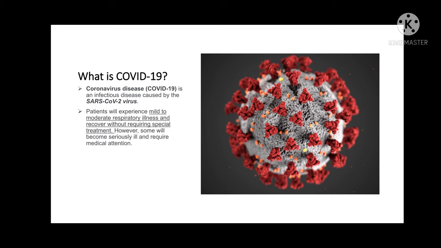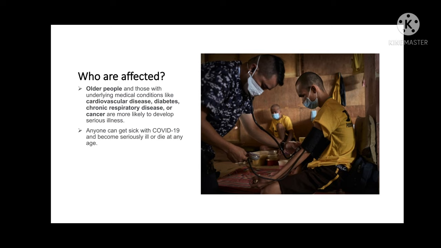Usually, people infected with the virus experience mild to moderate respiratory illness and can recover without requiring special treatment. However, some will become seriously ill and require medical attention. Older people and those with underlying medical conditions like cardiovascular disease, diabetes, chronic respiratory disease, or cancer are more likely to develop serious illness. Anyone can get sick with COVID-19 and become seriously ill or die at any age.